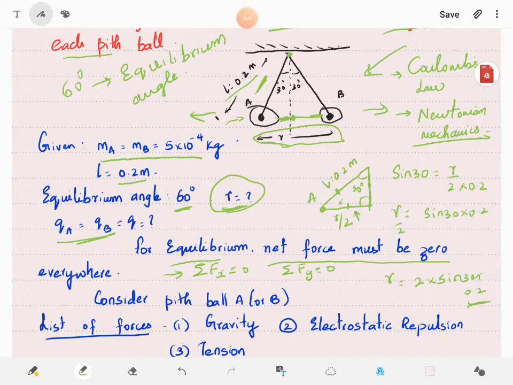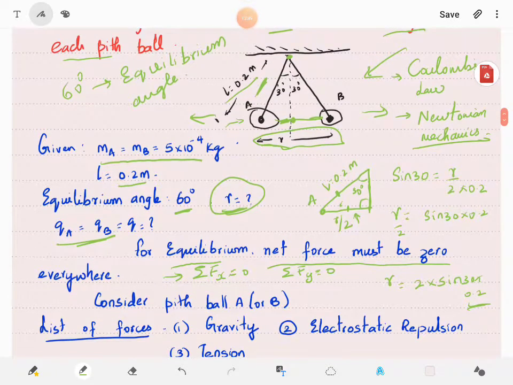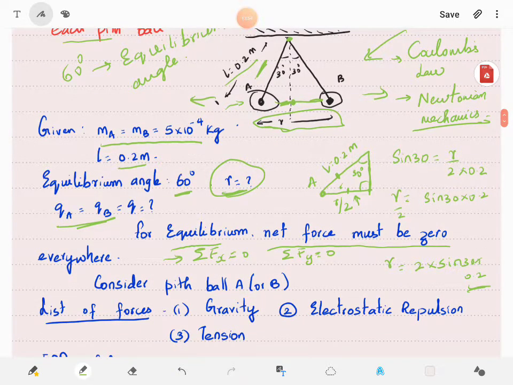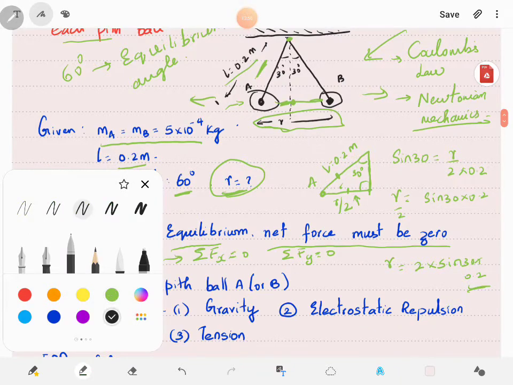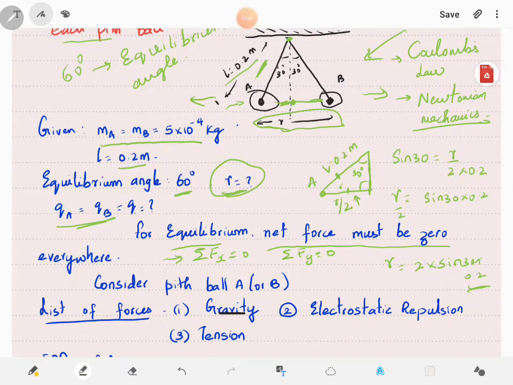Now let us consider pith ball A. One can also consider pith ball B. Now let us make the list of forces acting on pith ball A. It is easy to notice that on pith ball A, there are forces such as gravity, which acts vertically downwards, and then there is electrostatic repulsion, which acts in the x-axis direction. And then there is tension due to the silk thread.